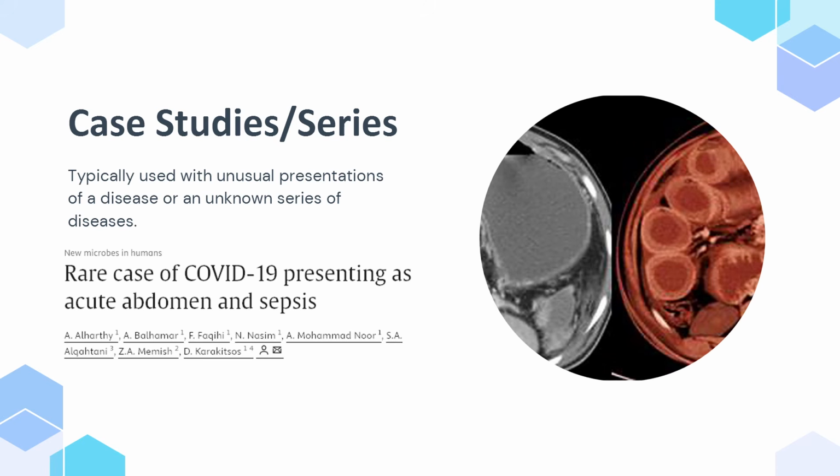So, for instance, there is an example in this slide, rare case of COVID-19 presenting as acute abdomen and sepsis. So this is a case report or a case study, and this is just to illustrate how COVID-19 typically presents as an upper respiratory tract infection. You're going to have a runny nose, a blocked sinus, and then a cough. So these are the typical presentations of COVID-19. But in this specific case, detailed in this study, it presented as an acute abdomen and sepsis.